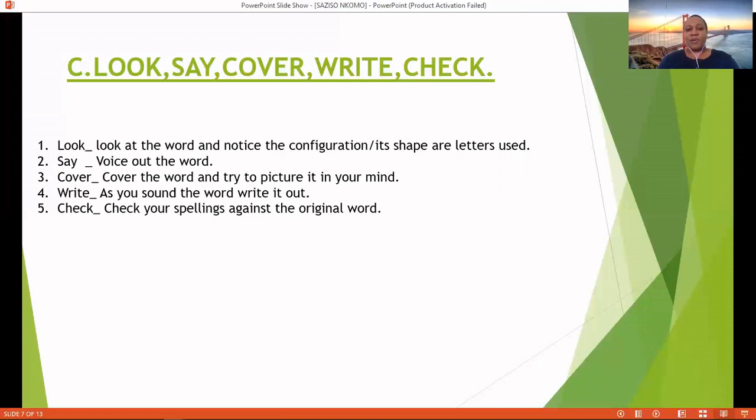Like I said, some of the words really need us to focus, concentrate. Syllabification. Voice the word, write it out. And by so doing, you are being practical. Then number 5, check your spelling against the original word. Once you have written it, you go to the spelling check. Have I done it correctly? That way, then you learn where you have made a mistake, you quickly correct that mistake. That is our method, look, say, cover, write, and check.